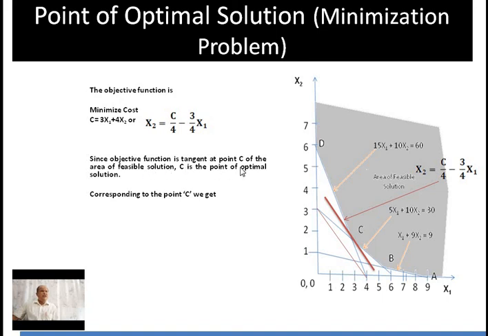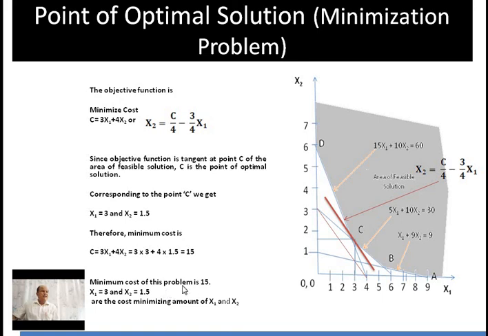So corresponding to point C, we get x1 is equal to 3, x2 is equal to 1.5. And after putting the values of x1 and x2 in the objective function, we get the minimum cost is 15. So in this problem, the minimum cost is 15, and x1 equal to 3, x2 equal to 1.5 are the cost-minimizing amounts of x1 and x2.